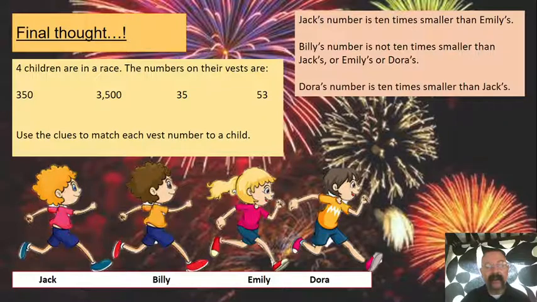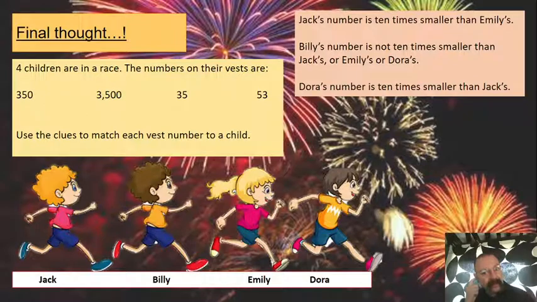Okay, so our final thought today for you to have a go at, there's a little problem here. There are 4 children in a race. The numbers on their vests are 350, 3,500, 35 and 53. So what I'd like you to do is to use the clues to match each vest number to a child.